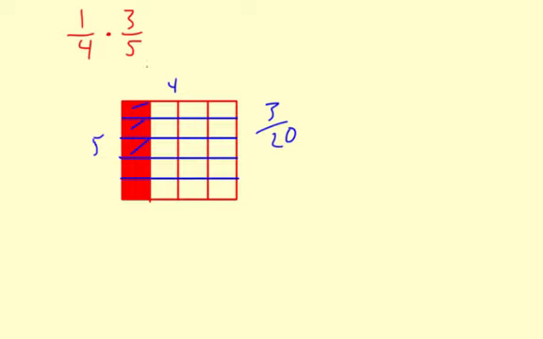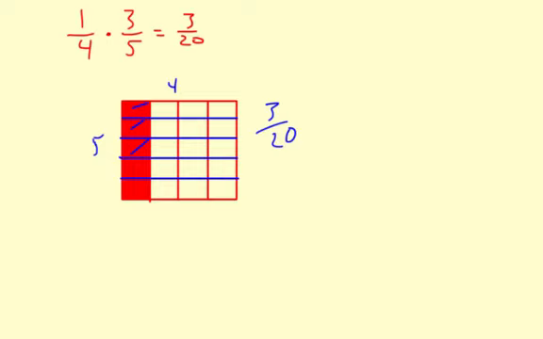And there's also an algorithm for multiplying fractions. You just multiply straight across the numerator and the denominator, and that is your result. So 1 times 3 is 3, and 4 times 5 is 20. But I think it's really important that you're able to model these fraction multiplications as well as just doing the algorithm so you really understand what's going on.